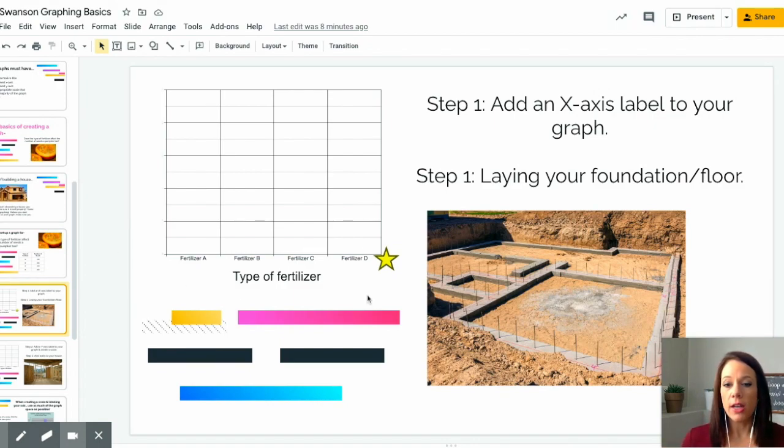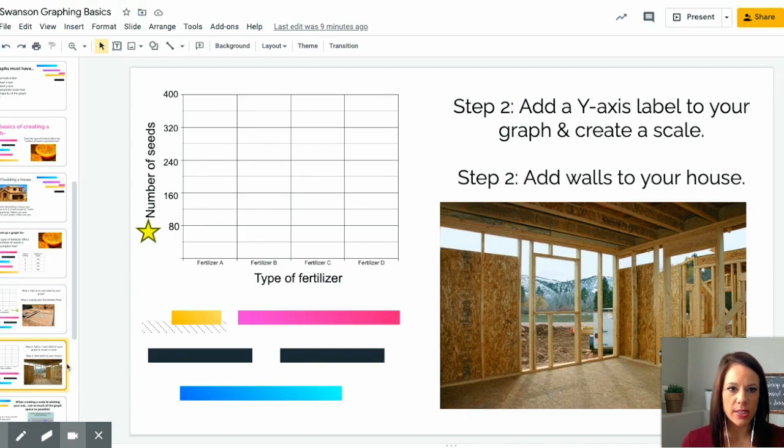right? So if I'm testing how different types of fertilizer affect the number of pumpkin seeds, I would put fertilizer down here on my x-axis, and then I would label type of fertilizer, and I would label each of those different types that we used.